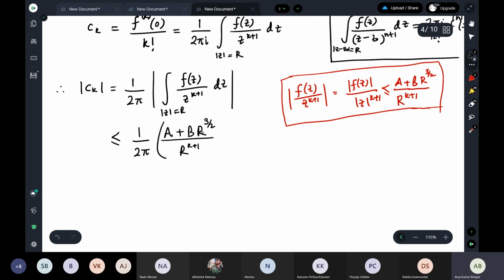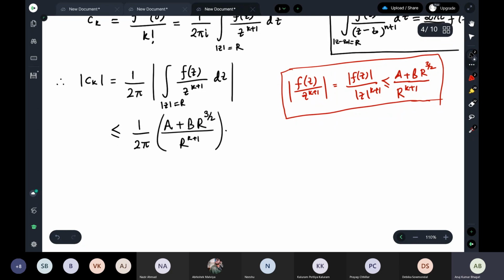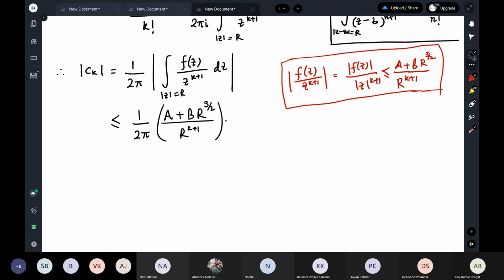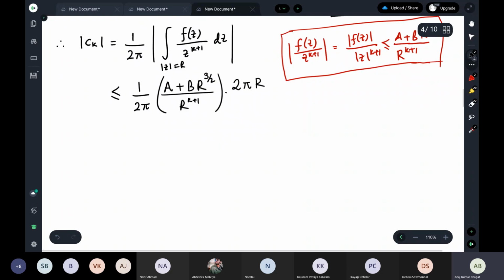This is the M, and what is the length of the curve? ML, what is the length here? 2 pi r. That is a circle, I have taken the complete circle. So its length will be 2 pi r. So this 2 pi and 2 pi will get cancelled. I'll remain with a plus b r to the power 3 by 2 by r to the power k.